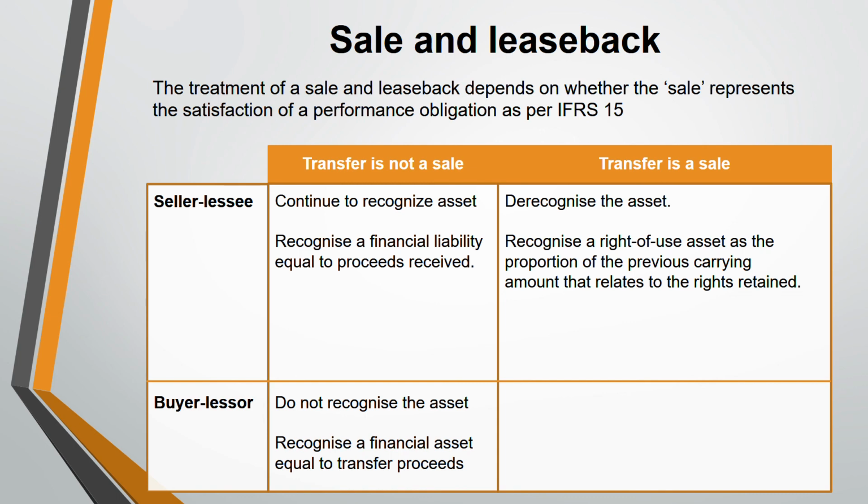Seller, because he's a lessee now, first de-recognizes the asset. He sold the asset. Now he's going to recognize not the whole amount of the asset, only the right-of-use asset, because he's using it under lease, no? So recognize a right-of-use asset as the proportion of the previous carrying amount that relates to the right retained. How are you recognizing this right-of-use asset? As a proportion of the previous carrying amount. Previously, what was his carrying amount? The proportion of it that relates to the rights that are retained. That means you didn't sell it off. The rights that you retain, to use that asset.